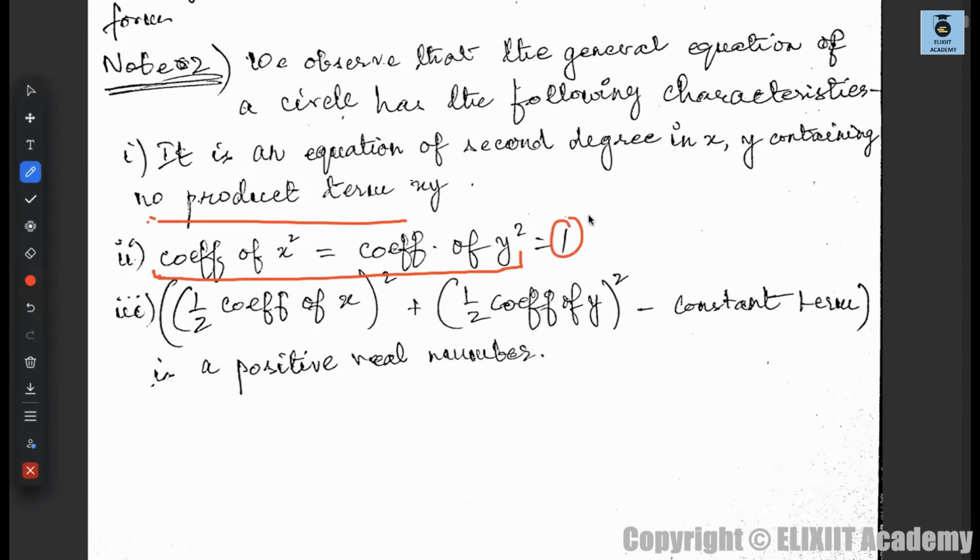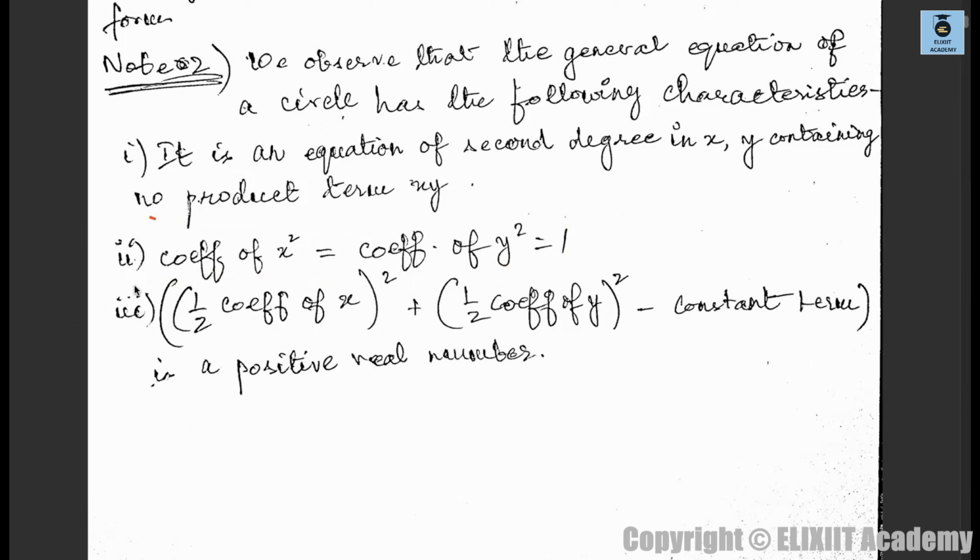Let's say if you're getting 1 also, then there is no problem at all. But if it is not 1, you're supposed to make that as 1. It's easy to make that 1, right? You can just simply make that 1 and then solve. So we have given a general formula. What is the third one saying? Half times of coefficient of x square plus half times of coefficient of y square minus a constant term is a positive real number.